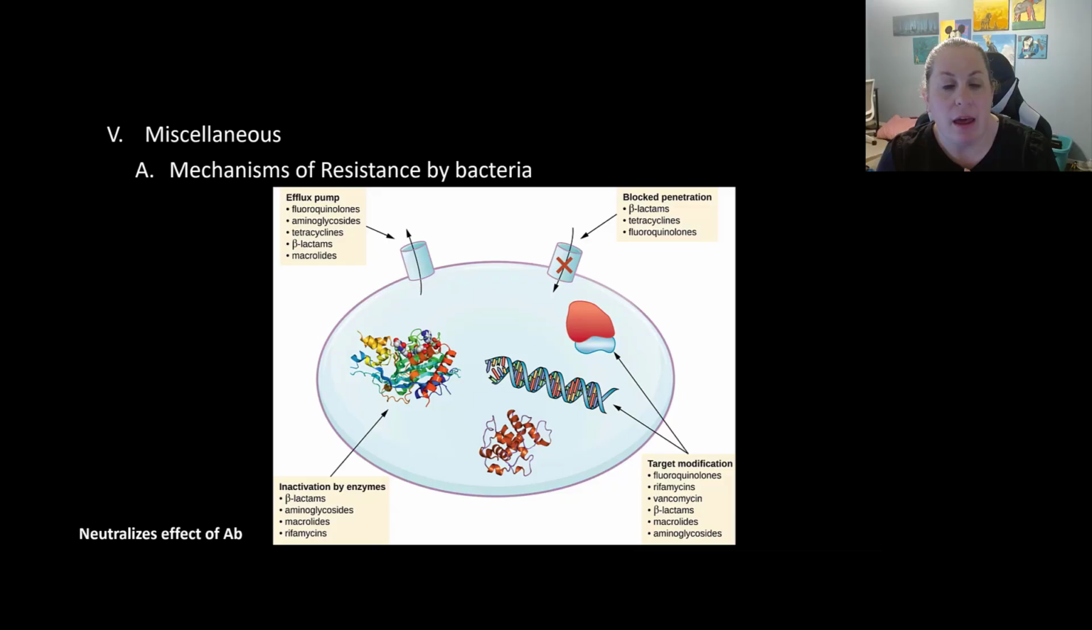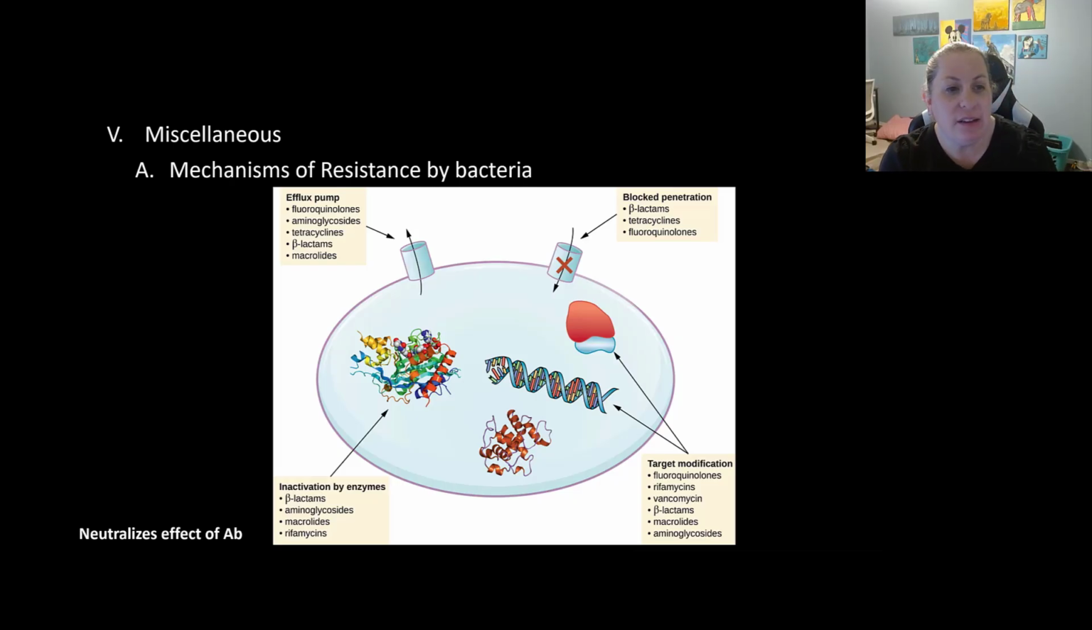So we want to talk a little bit about mechanisms of resistance by bacteria. How can the bacteria help resist against these different medications? And so this picture, when we look at this, is going to show some different ways that they can protect themselves. So if we take a look at the first one, we see that they can have what we call an efflux pump, meaning that when the antibiotic comes in, they can shoot it and pump it out. Okay, so they're able to send it out. Another one is where they can block the penetration of the actual antibiotic, where the antibiotic cannot even get in and gain access to the microorganism.